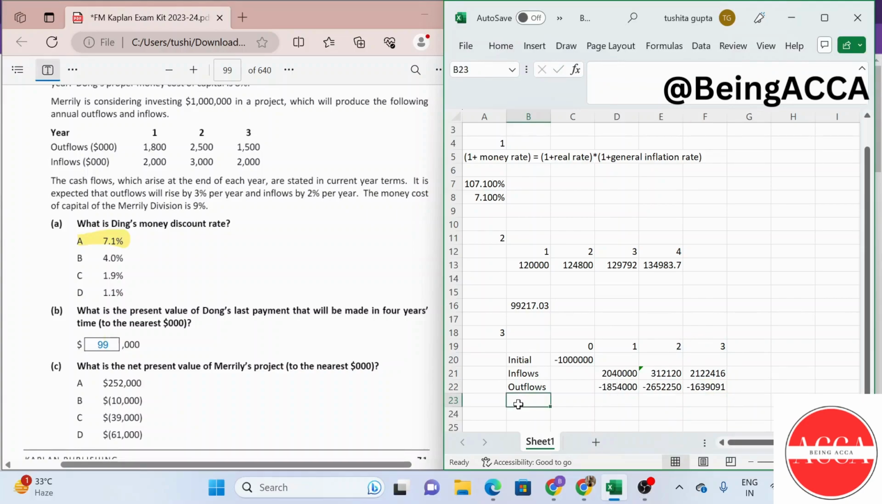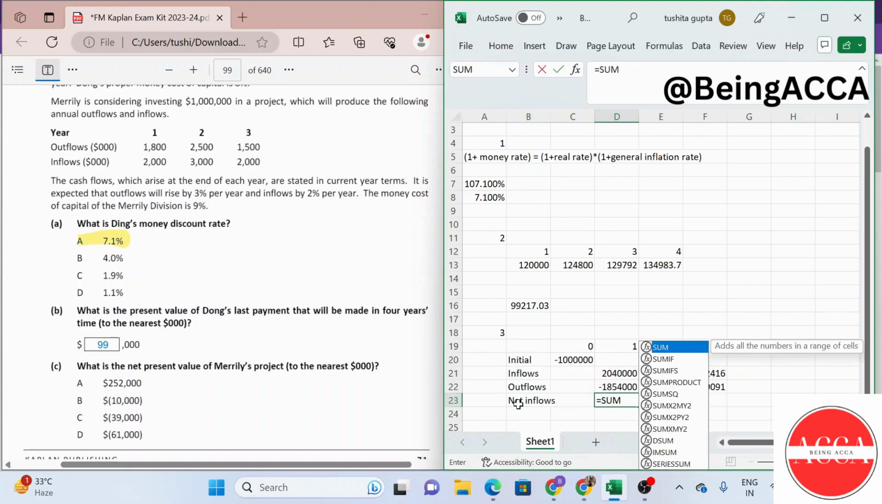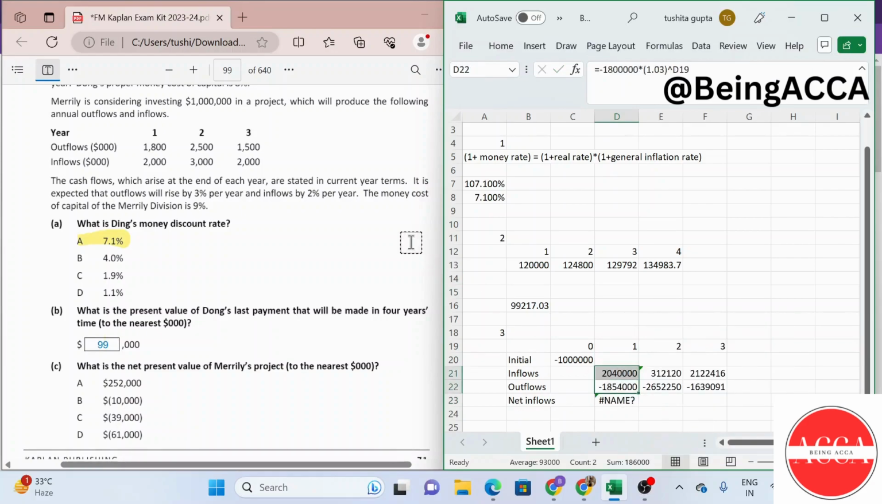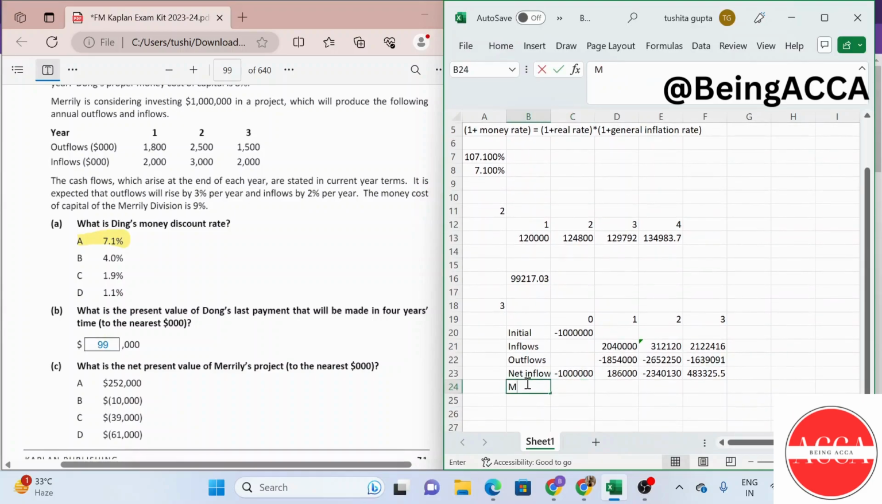Let's find out the net inflows that we'll have. We'll just add these, the sum of these two values, and just copying this over here and maybe over here also. Okay, let's put it like this. And now we can find out the NPV.